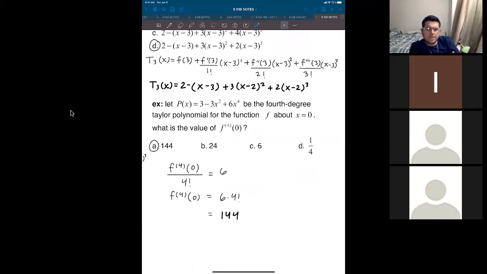Also, this is a common problem. Again, if anyone has a question, please ask. It says this is a 4th degree Taylor polynomial. What's the value of the 4th derivative of f? So again, really important, you find the term with x to the 4th. And according to a Taylor polynomial, this front number is the 4th derivative divided by 4 factorial. So that's why we have the 4th derivative divided by 4 factorial set equal to that coefficient 6. You're solving for the 4th derivative, so you get 6 times 4 factorial. So that's a very common application as well.